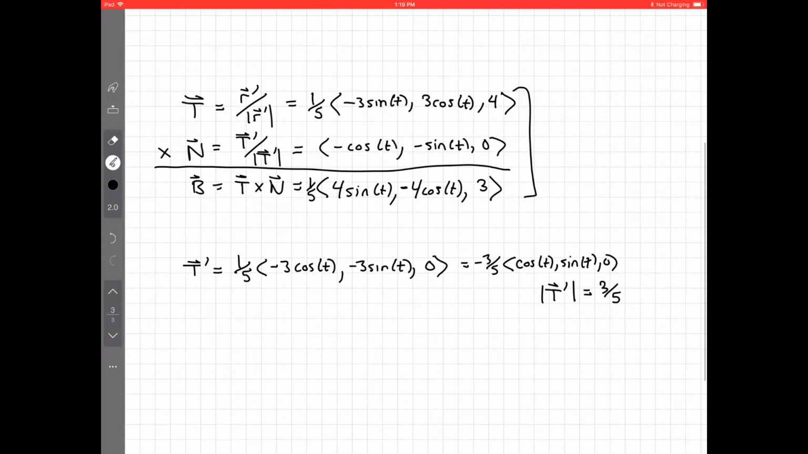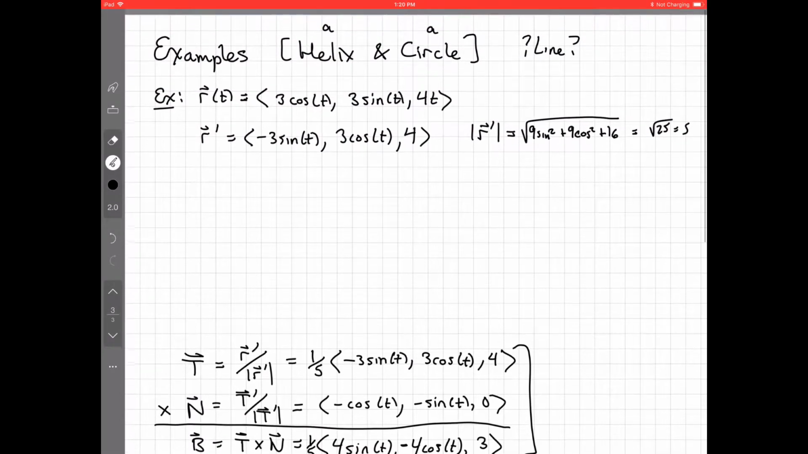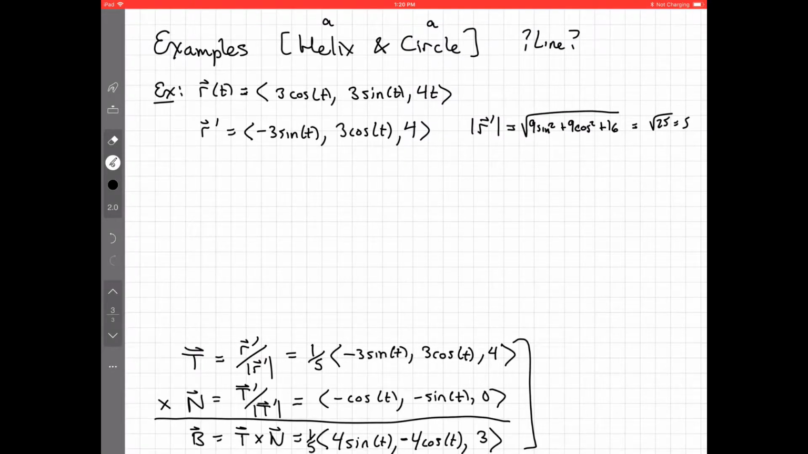Now, let's go ahead and look at acceleration. Okay, so our r double prime, this is our second derivative, is negative 3 cosine t, and then minus 3 sine t, and 0. Remember that acceleration can be decomposed into tangential and normal components. Let's go ahead and figure out what those are.